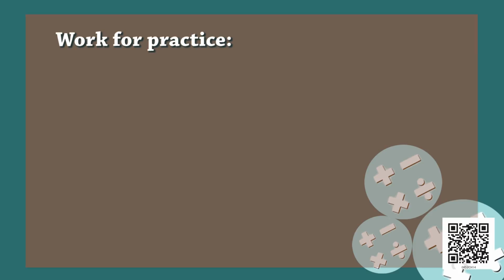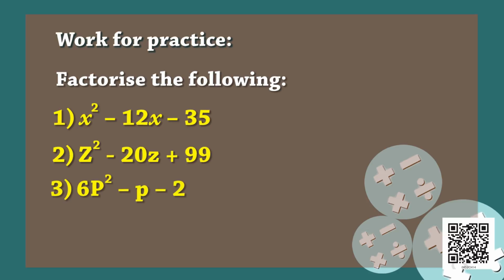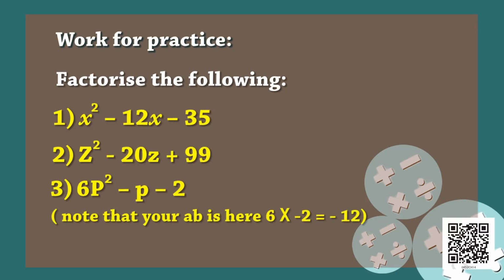For your practice, I am giving some problems. Please try it, find the factors. Work for practice. Factorize the following: 1. x square minus 12x minus 35. 2. z square minus 20z plus 99. 3. 6p square minus p minus 2. For the last problem, note that your a into b is here 6 into minus 2, that is equal to minus 12. From that, you try to find the factors by applying the fourth method.